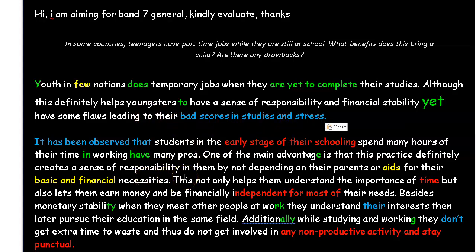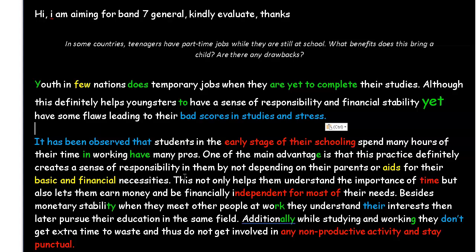It has been observed. Can connector. Got that out of a can. It doesn't really belong in this sentence, because it's not an opinion. We use this with opinions. It has been observed. You don't use that with facts. And it's a fact that students work. It's been observed that students in the early stage of their schooling, okay, you got that backwards. It's late in the stage of their schooling, when they're almost finished high school. That's when they have these jobs. That's what they're talking about.